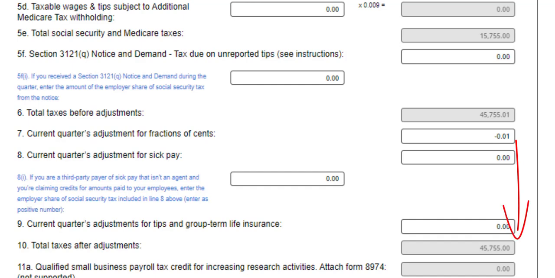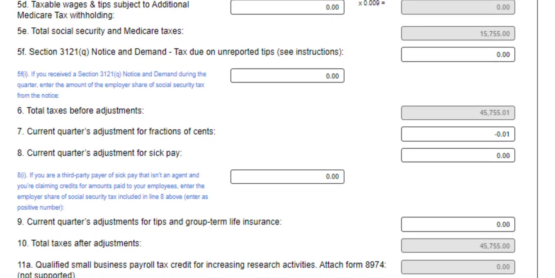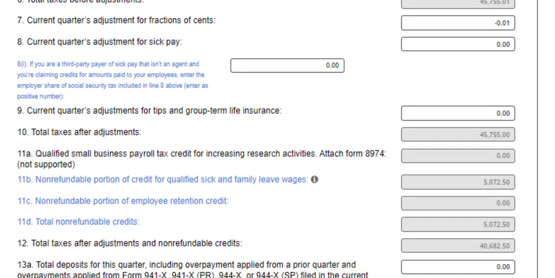Line 8. This sick pay adjustment applies when the employer uses a third party, such as an insurance company, to pay sick pay. When split liability occurs, the third party and the employer both must file Form 941 and both must report the sick wages.